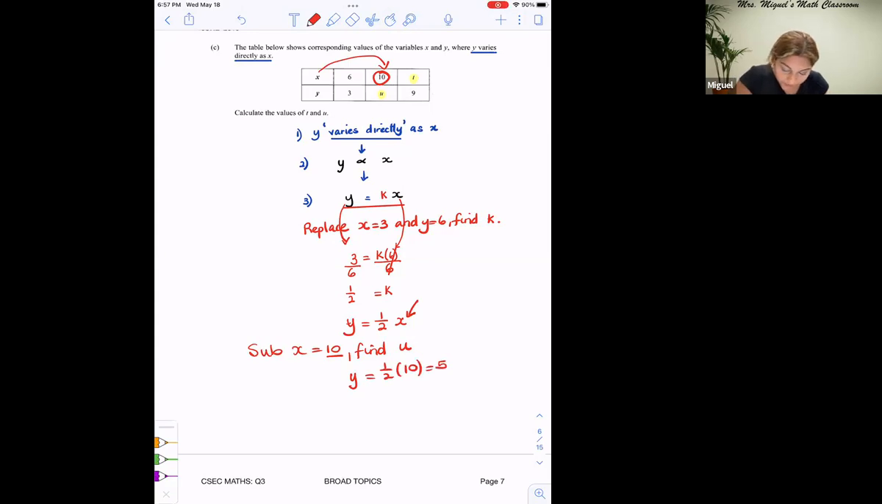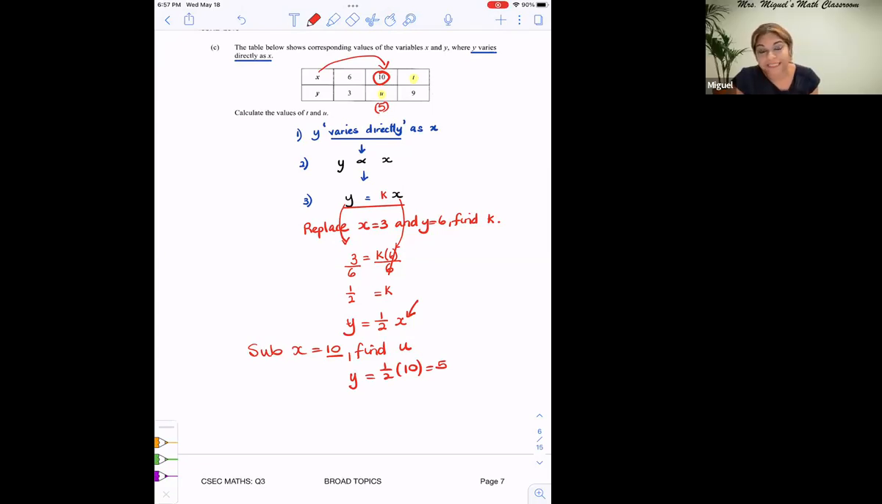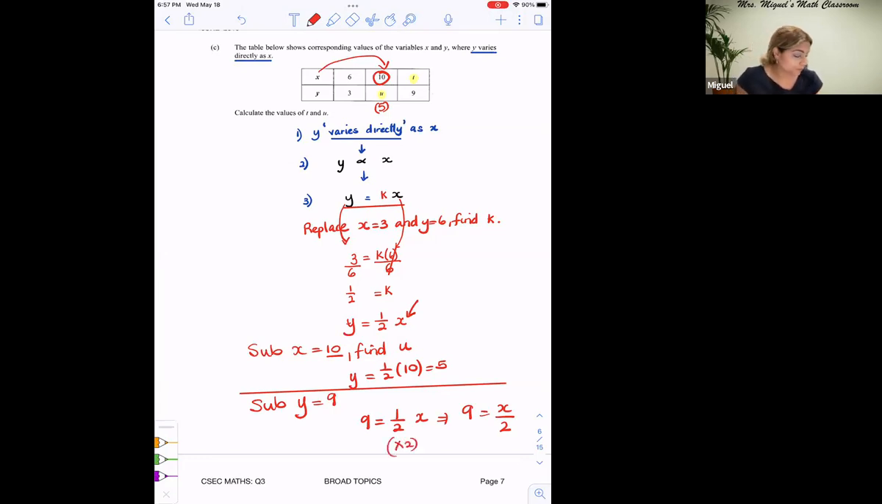Who could confirm Jordan's answer? Yes, miss. Right. Now we're not finished as yet, right? We have to find t. So now, substitute y as 9. So 9 is equal to a half of x, right? So remember, we can multiply this and we will get 9 is equal to x over 2. So to change the fraction to a whole part, we multiply both sides by 2.